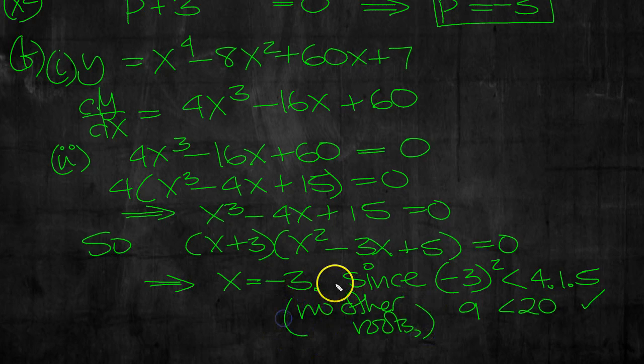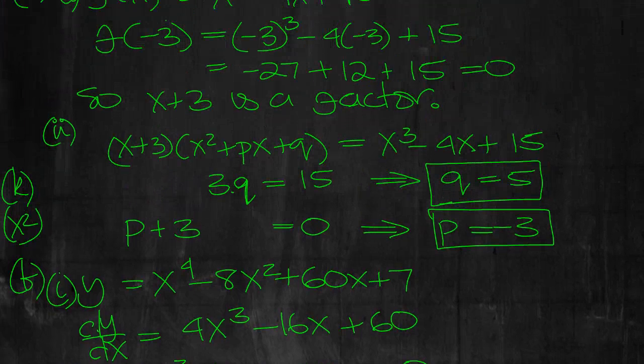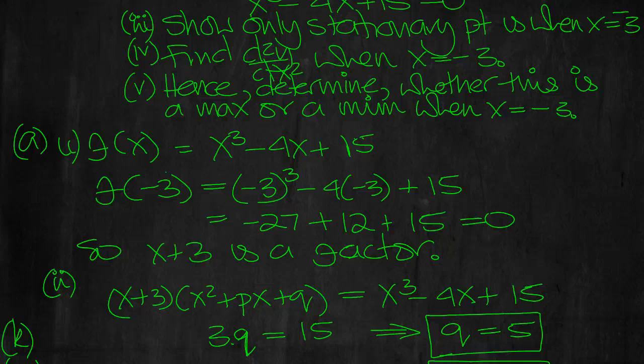And that should go in there, shouldn't it? No other roots, since this is less than 20. So that's the only root then. So we've done that part. That was part 2.